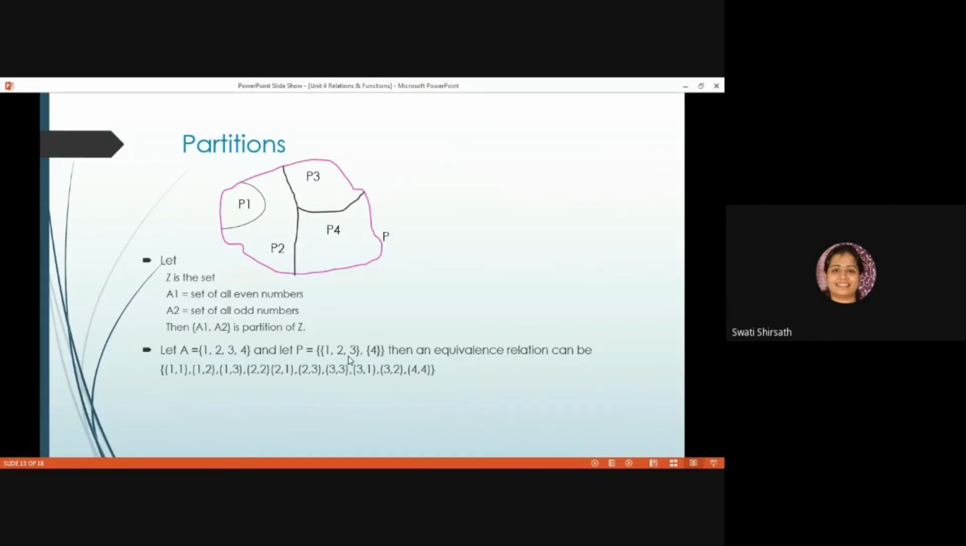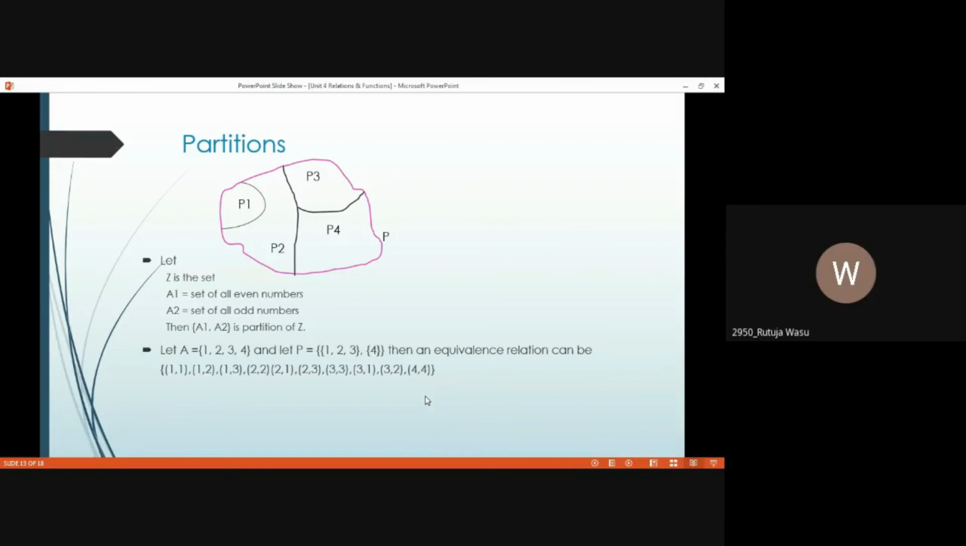Why itself? Because we are generating an equivalence relation, so it should be reflexive. Okay. So (1,1) we have done, (1,2), then (1,3). After that (2,2), then (2,1), (2,3), then (3,3), (3,1), and (3,2). And 4 has only one combination, that is (4,4). And that is how we can generate an equivalence relation from a given partition. Got this?